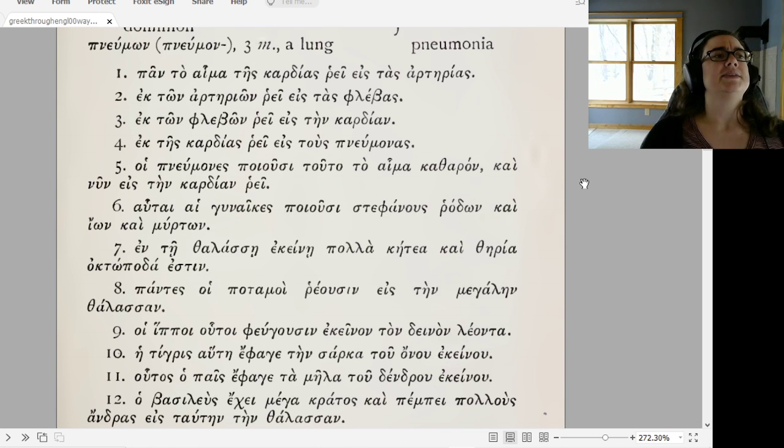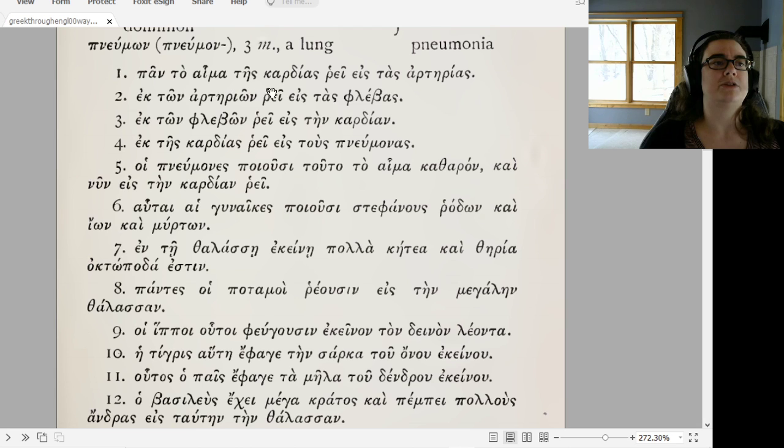All right. Pantahaima tes cardias rei estas arterias. Okay, all the blood, pantahaima, flows to the arteries. And then we have the genitive here that we have to do something with. So all the blood of the heart flows to the arteries.